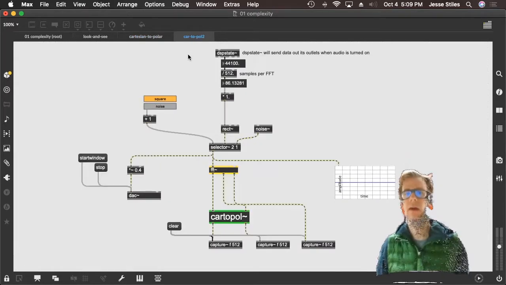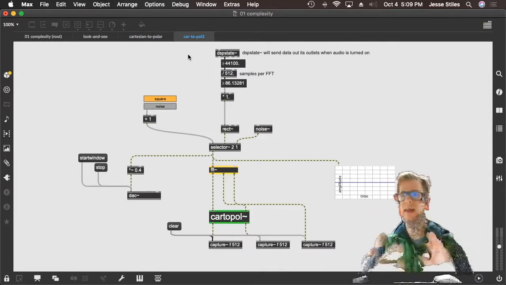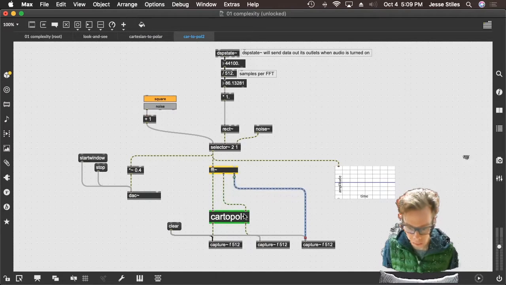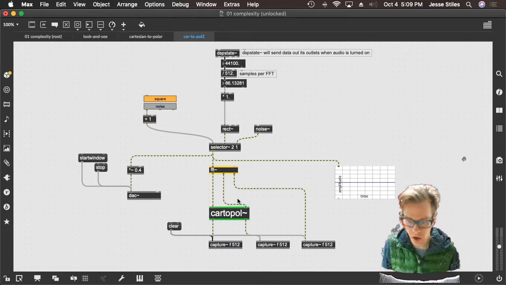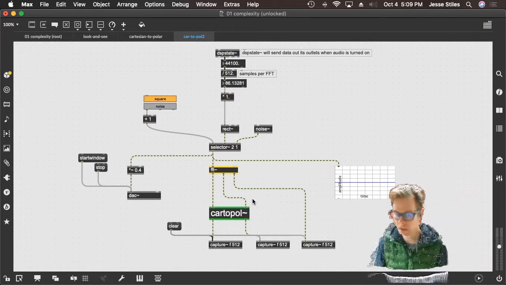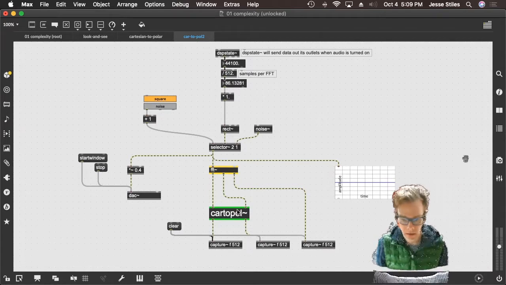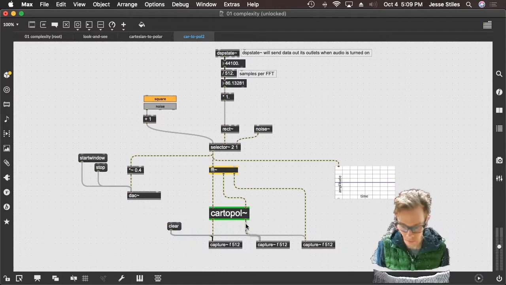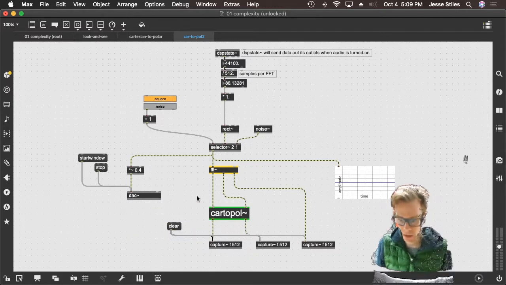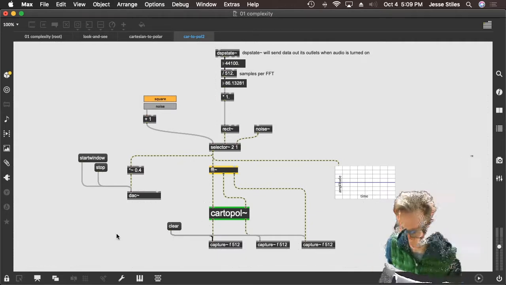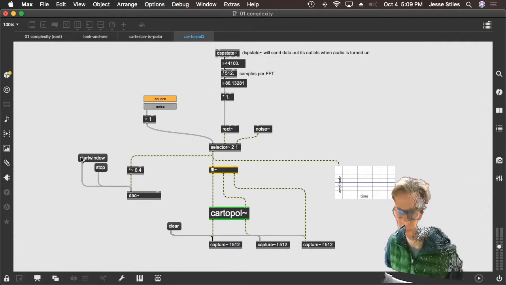So let's do an FFT again, but this time we're going to take our audio rate, real and imaginary signals, and we're going to run them through this object, car to Polytilda. And this is going to, at audio rate, convert these into polar data, and the output is going to be the amplitude and the phase. So this is going to be a little more understandable when we run audio through it and when we look at the results this way.